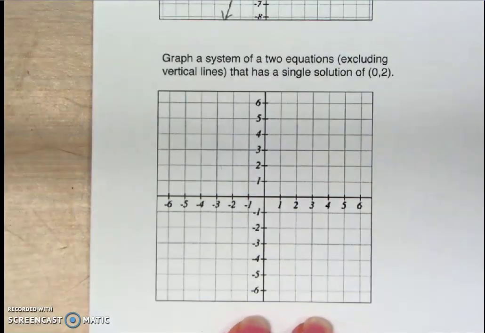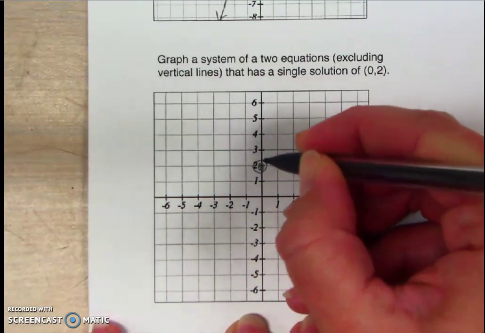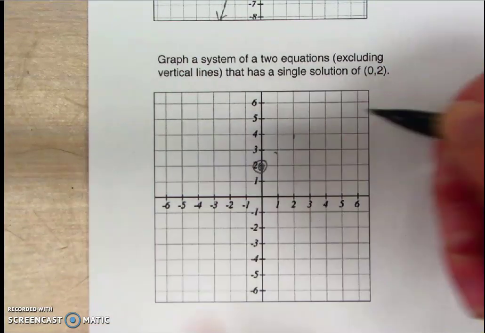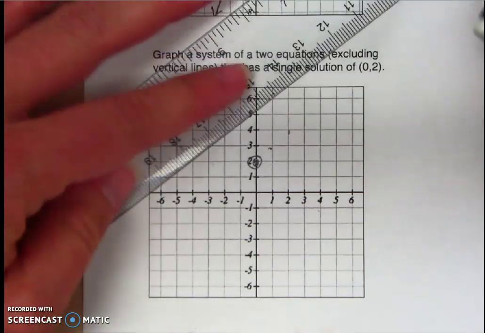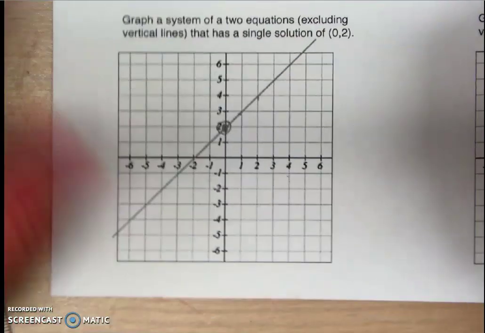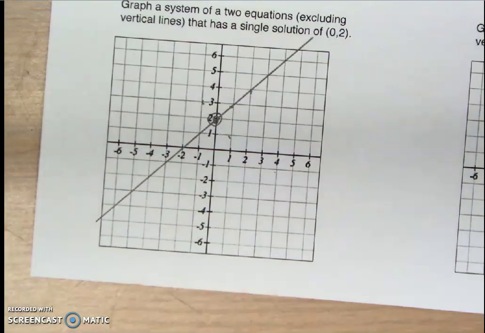All right, last ones. Let's make our own lines that have a solution of 0, 2. So I'm going to plot the point, and then I could draw any line that I want. So I'll just make this one go up. It'll make the other one go down. When you get to draw your own lines, you can make them do whatever you want, as long as they're crossing at the point that's given.